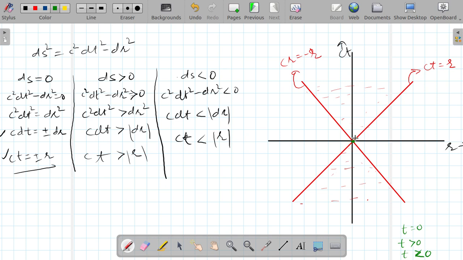So if time is positive, what is the meaning of that? It is the future. So this is the future, and this point is the present, and this is the past, meaning if it is less than 0. So this light cone tells us about the present, past and future.